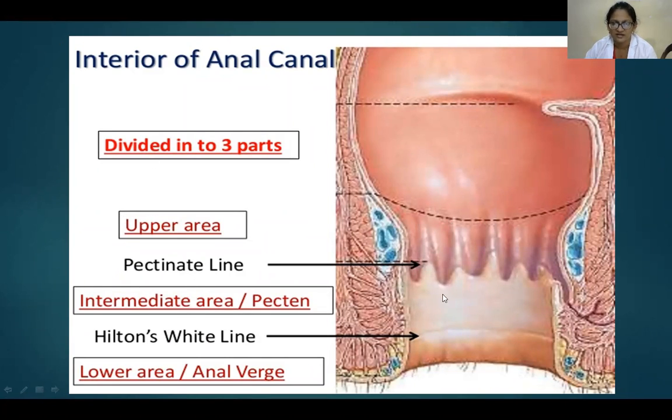The upper area extends up to the pectinate line. This is the pectinate line. The intermediate area extends up to Hilton's white line. This is Hilton's white line. This is the intermediate area, this is the upper area, and this is the lower area. The lower area is called the anal wedges. The intermediate area is called the pecten area. These are the three areas we are going to see in the interior of the anal canal.